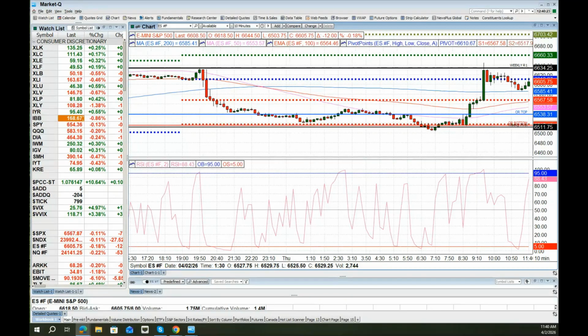Either I'm exiting 50% of the position and I start trailing the stop, or I'm just taking that action to trail the stop and I keep my current position. I'm not removing 50% of it. So there are those two scenarios, and that depends on the context.